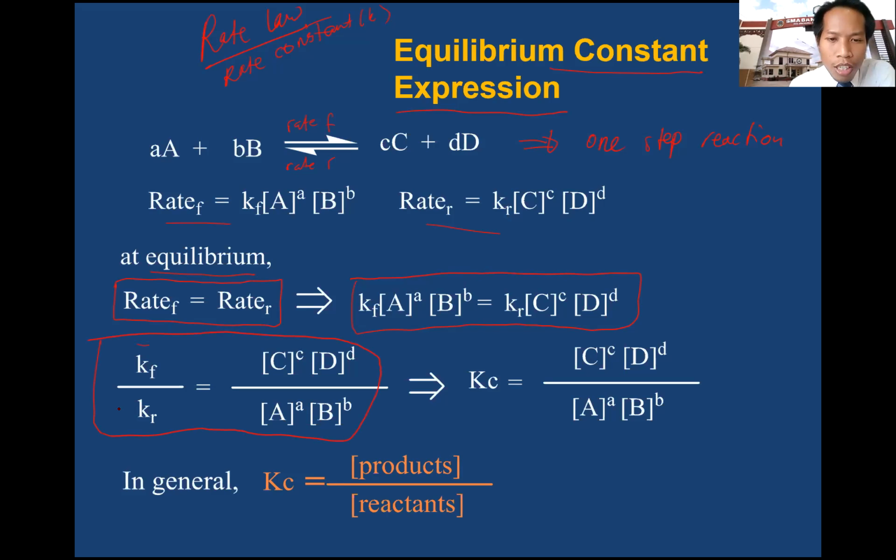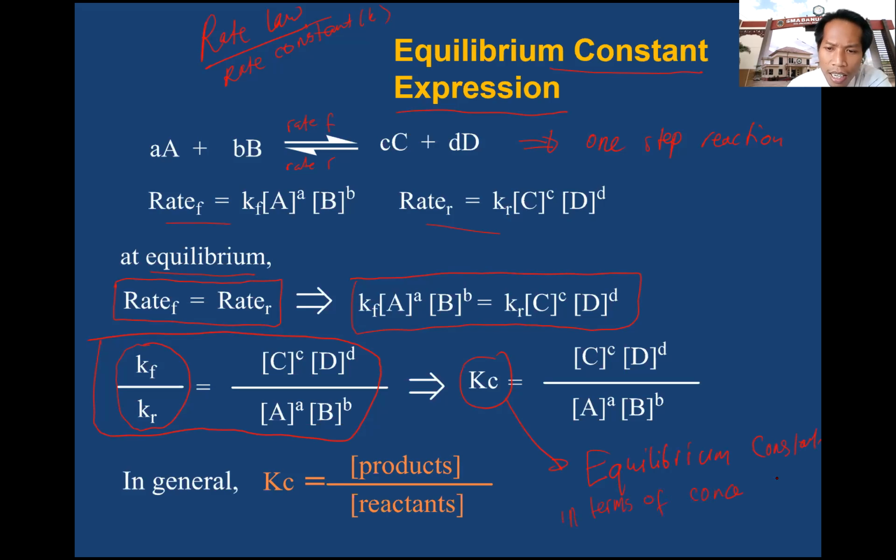Now what I got is two constants on the same side, the rate constant of forward over the rate constant of reverse. This becomes a new constant, called Kc. What is Kc? Kc is the equilibrium constant in terms of concentration.